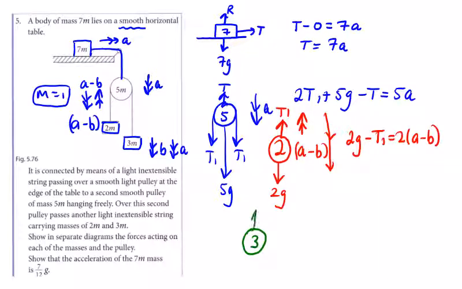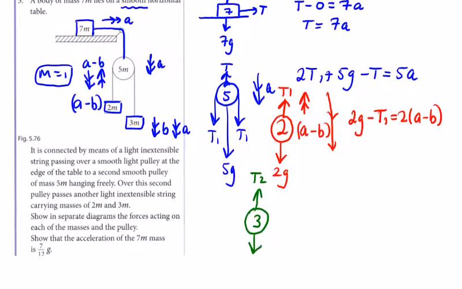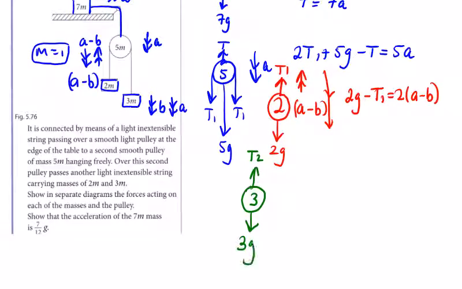And then lastly, our 3 is going to have t2 attached, 3g, and an acceleration of a plus b. So we can say that 3g minus t2 is equal to m times a.